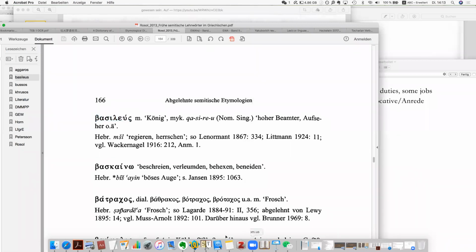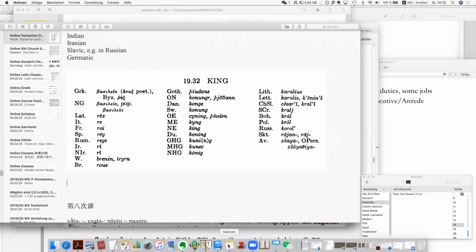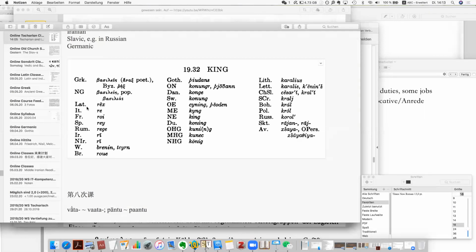Okay, so enough for the Greek. We can read the text in the future in our Greek courses, but today it's okay. Let's move on to the Italic, the Latin word called rex. Rex is actually related with Sanskrit raj, but we will talk about the root when we come to the Sanskrit root. And then the Celtic root, the same origin, I guess. And then the Germanic words.